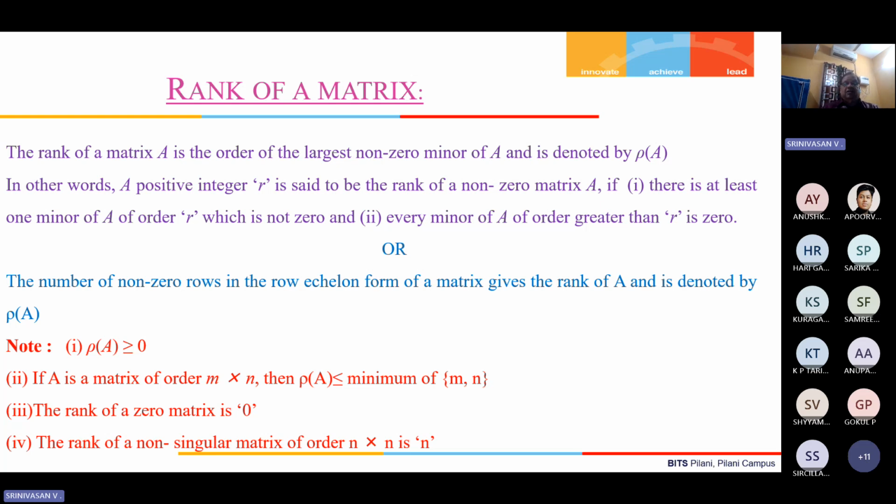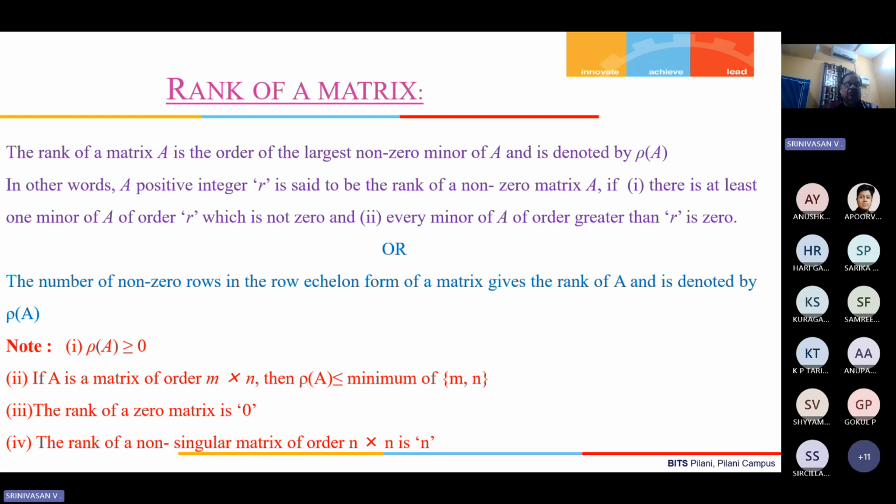Look at the definition. The number of non-zero rows in the row echelon form of a matrix gives the rank of A and is denoted by rho of A. Note, rho of A is greater than or equal to 0. Only for the zero matrix, rho equals 0. Otherwise, in general, rho of A is greater than 0, and the minimum rank will be 1.